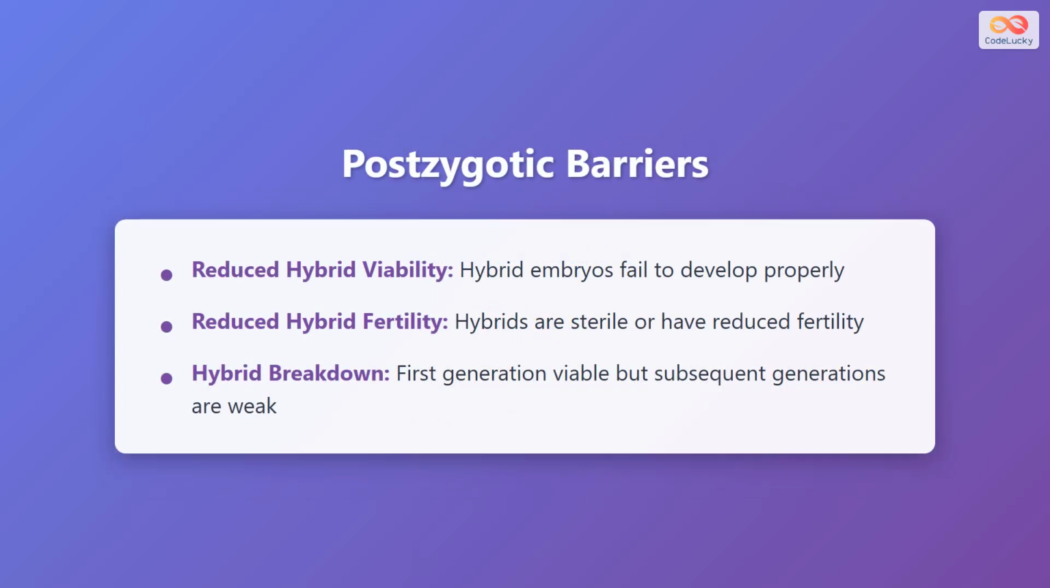Now let's explore postzygotic barriers that operate after fertilization. Reduced hybrid viability means that hybrid embryos fail to develop properly or die before reaching reproductive maturity. Reduced hybrid fertility occurs when hybrids survive to adulthood but are sterile or have significantly reduced fertility. Hybrid breakdown happens when first-generation hybrids are viable and fertile, but their offspring in subsequent generations are weak, sterile, or have reduced fitness.